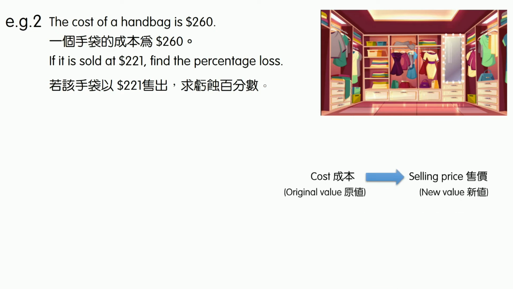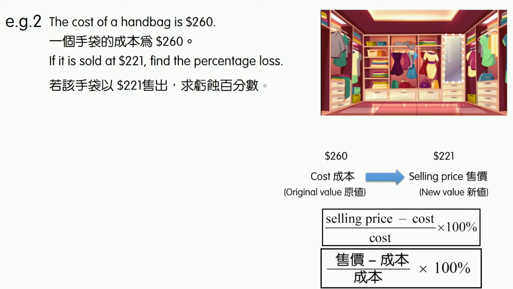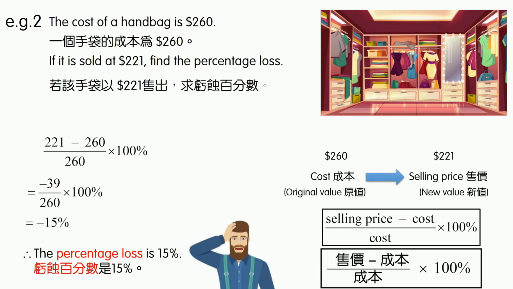Writing them down, the original cost is $260 and the selling price is $221. Using the formula we have learned, the concept is still new minus old over old times 100%. So it is the selling price minus the cost over the cost times 100%. After calculations, we find it to be negative 15%. Writing down our answer, the percentage loss is 15%.